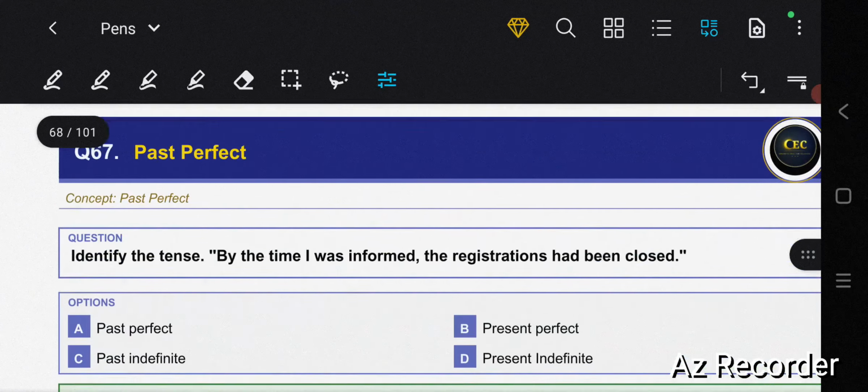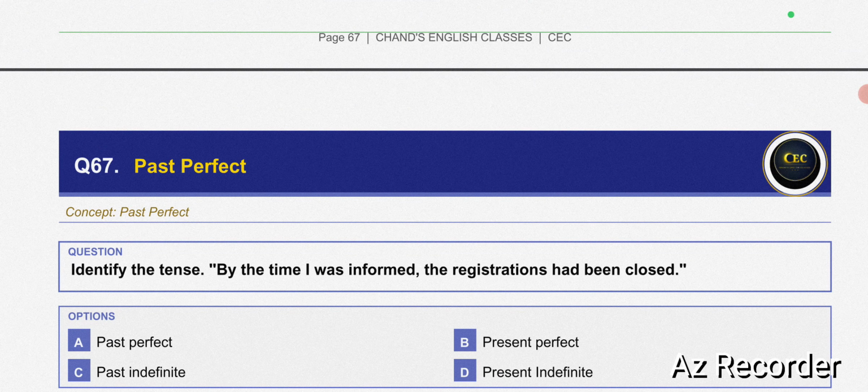The question number 67, identify the tense. By the time I was informed, the registrations had been closed. What is the tense? Past perfect.